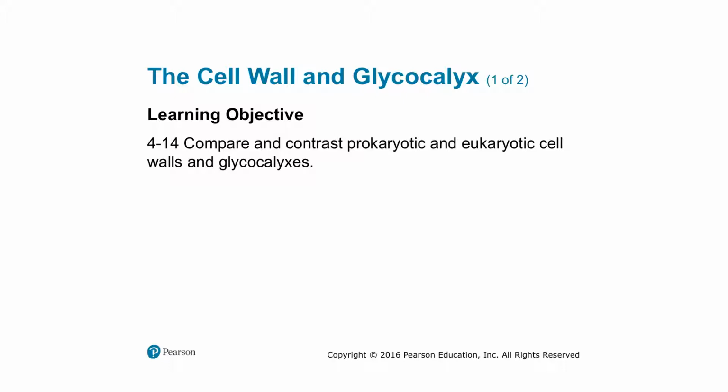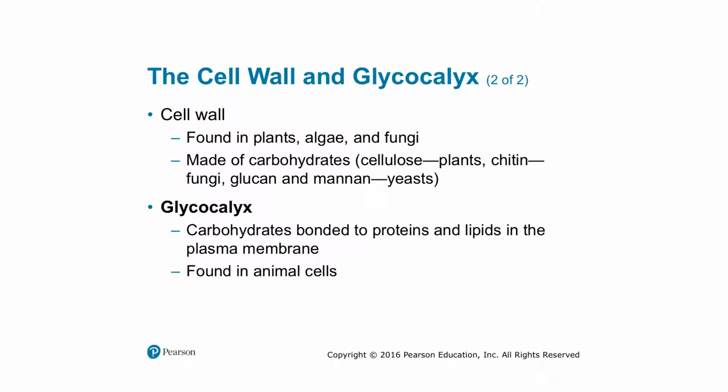So the cell wall and the glycocalyx, these are important to plant cells as well as animal cells, and these are going to help with cell-to-cell recognition and some other interesting concepts. The cell wall is mainly found in plants, algae, and fungi. It's going to be made of carbohydrates, mainly cellulose in plants, chitin in fungi, and glucan and mannan are going to be the cell walls you find in yeasts. The glycocalyx is made of carbohydrates that are bonded to proteins and lipids in the plasma membrane, and we find these in animal cells.